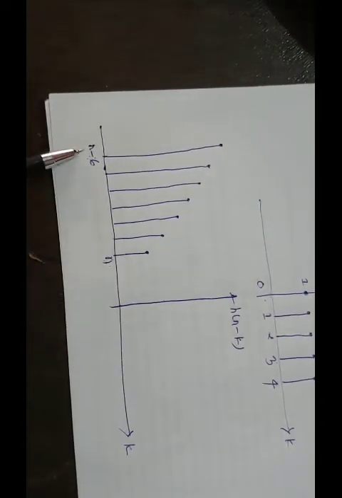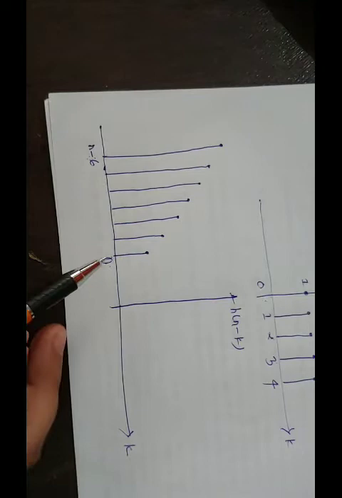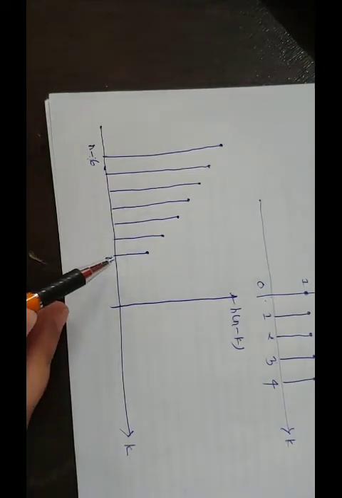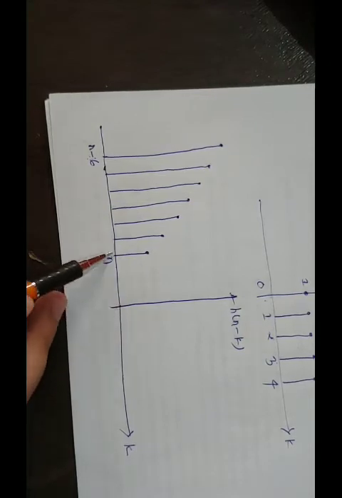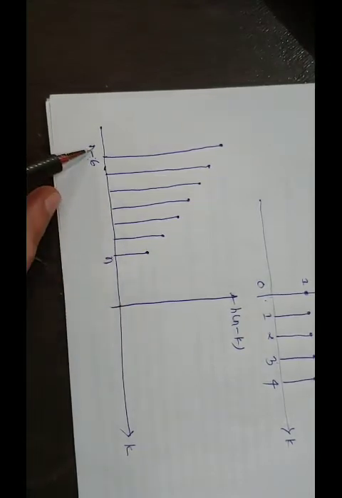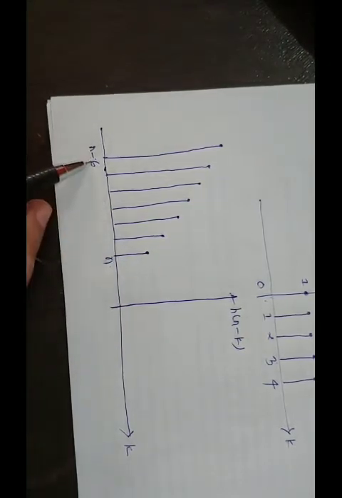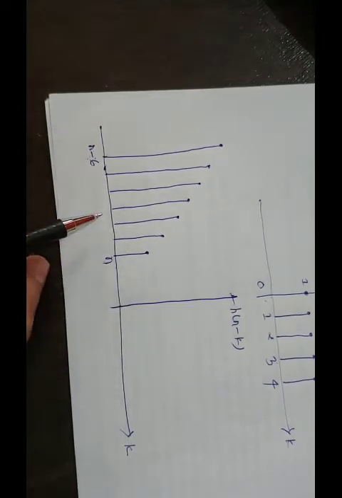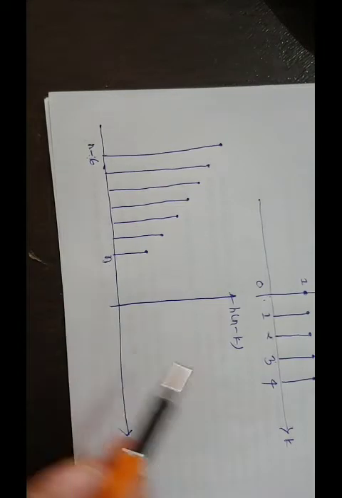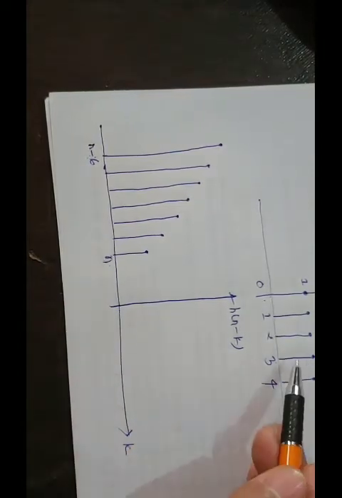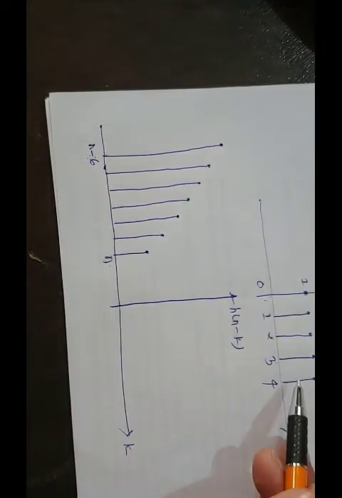Then the last value becomes n minus 6. So let us verify. If I place n equal to 0, then this sample will shift to 0. Similarly, if I put 0 here, this will exist at minus 6. Hence, the h of n minus k we have drawn is correct. So now we have to find out the output y of n.